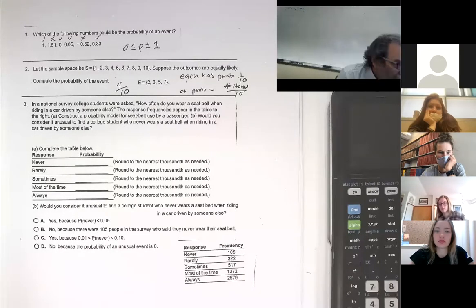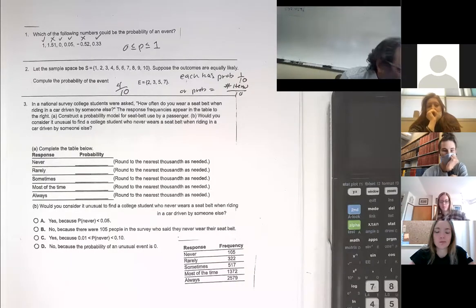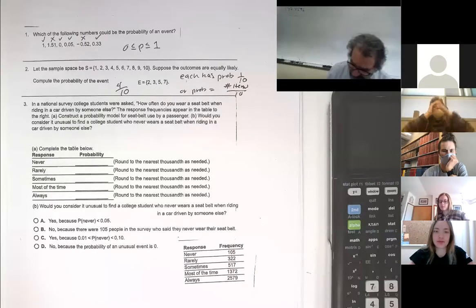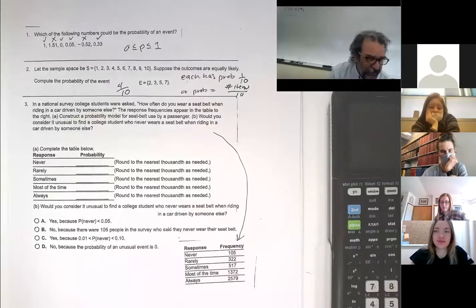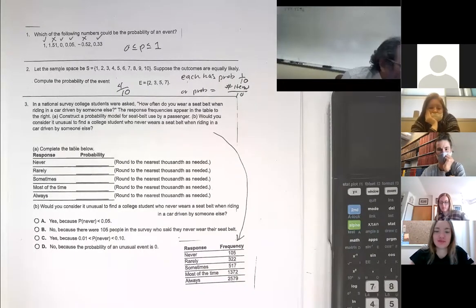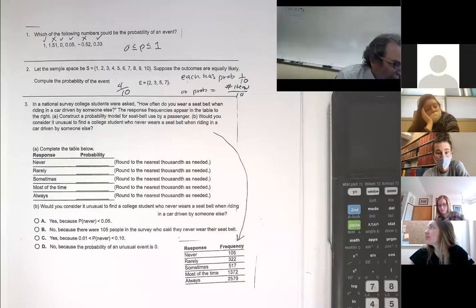On to number 3. In a national survey, students were asked, how often do you wear a seatbelt when riding in a car driven by someone else? The response frequencies appear in the table. Actually, it's down here due to cut and tape. Construct a probability model for seatbelt use by a passenger. And then, would you consider it unusual to find a college student who never wears a seatbelt while riding in a car driven by someone else?